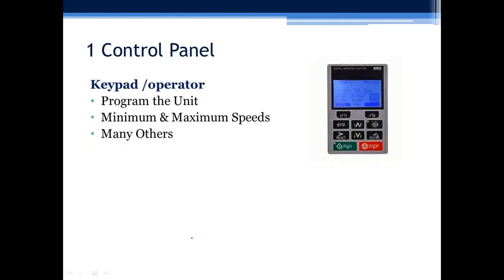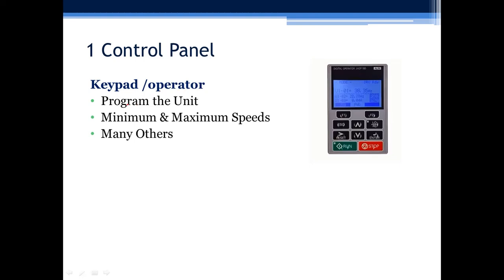So first we'll start with control panel. Here, the control panel consists of this keypad, and on this panel you can see various parameters: load, current, motor speed, frequency, ratio of V by F, and other parameters. In this figure you can see that frequency is 38.5 Hz. This control panel has four parts: keypad, operator.